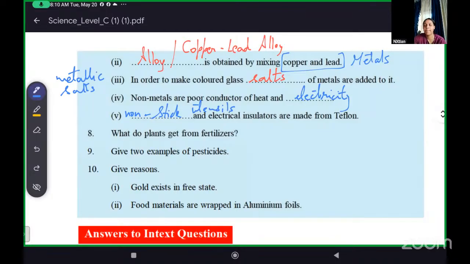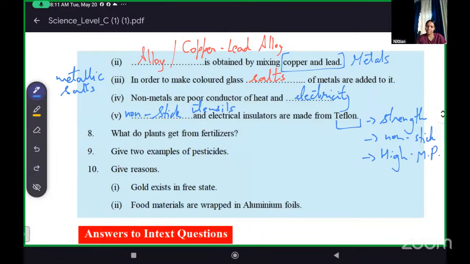Now, we saw that Teflon has a very high melting point. What does this mean? This means that it will not melt easily until it has reached a very high temperature. Also, it is known for its properties such as its strength. It is a strong material, with a non-sticking property and a high melting point.